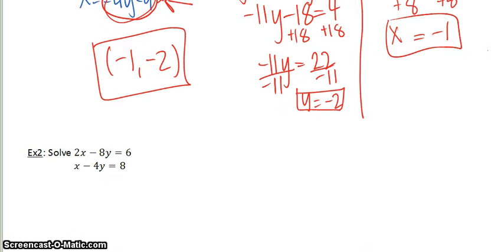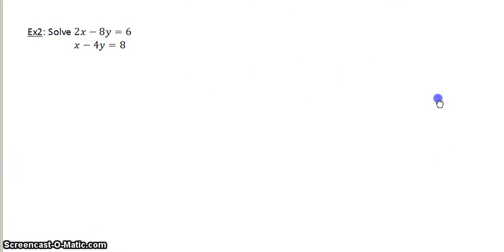So now we're going to solve another one. Same thing. What's step 1? Step 1 was to pick one equation and solve for x or y. Again, I'm going to pick the second one, and I'm going to add 4y because it's super easy to get x by itself. So I have x equals 4y plus 8.